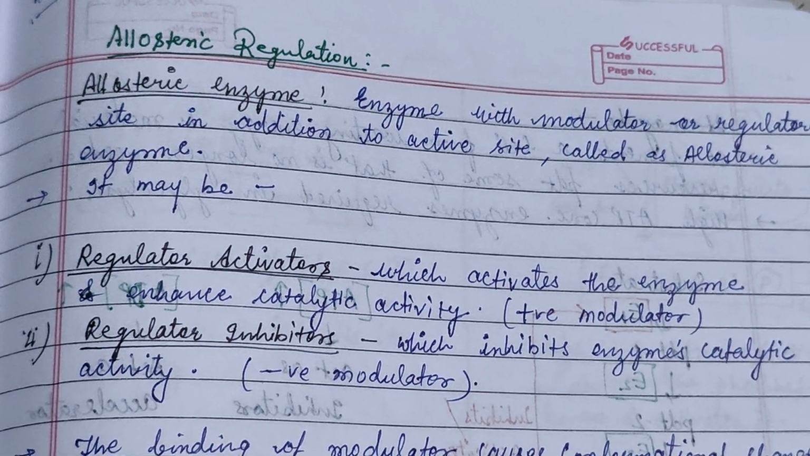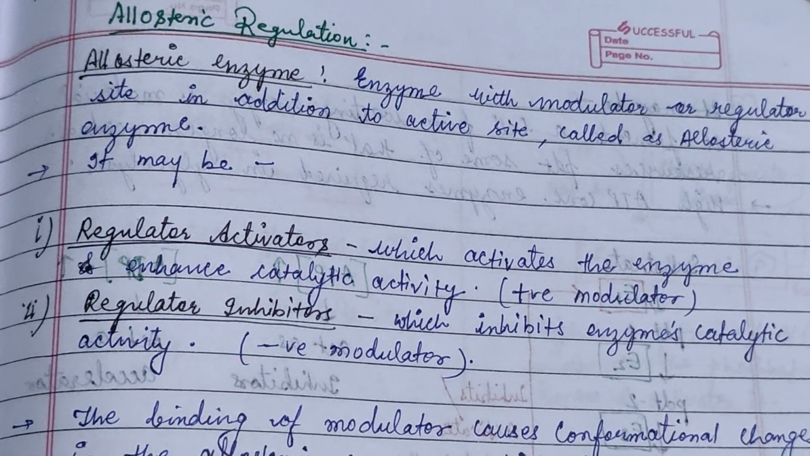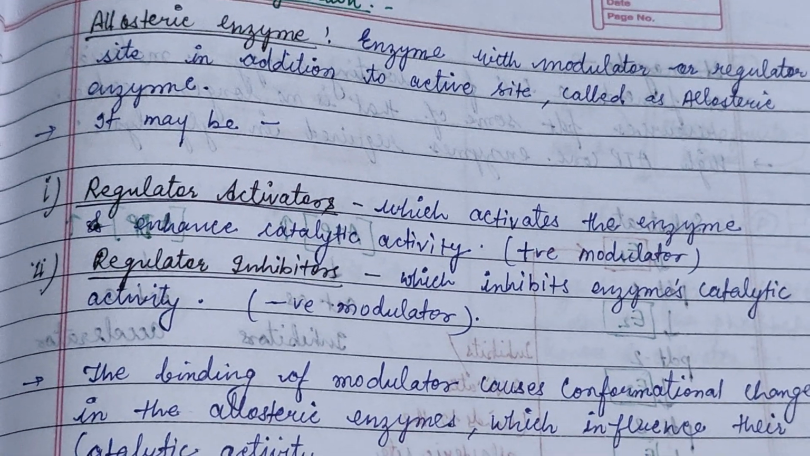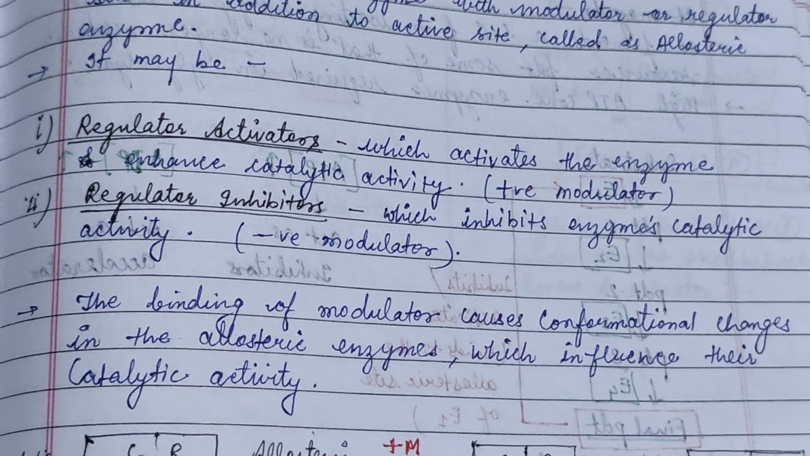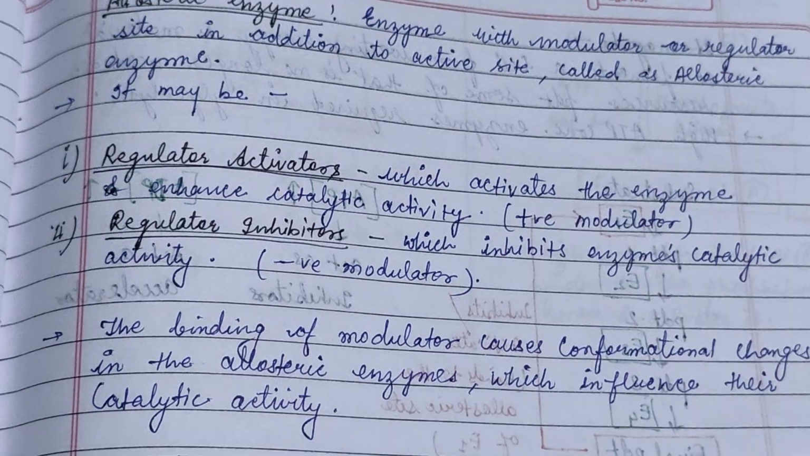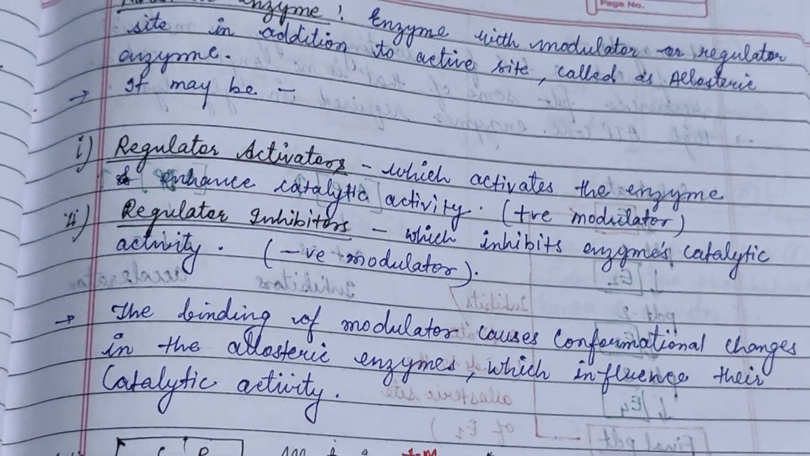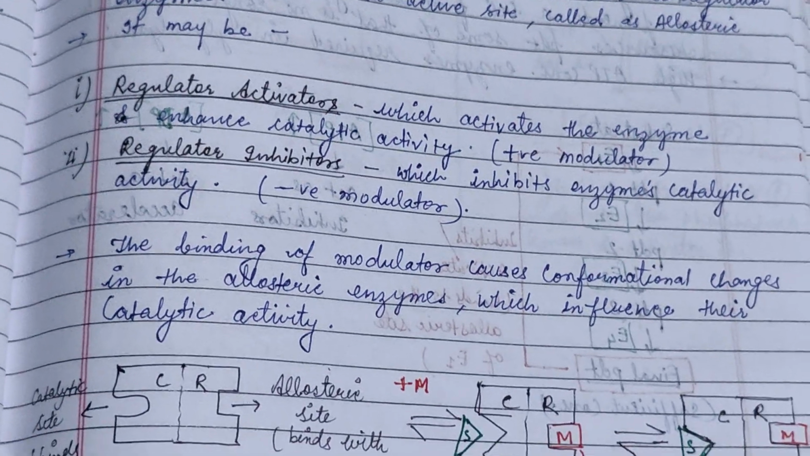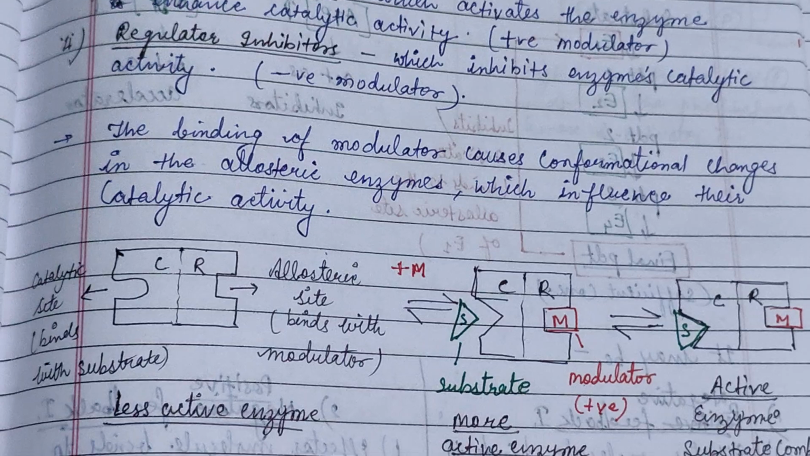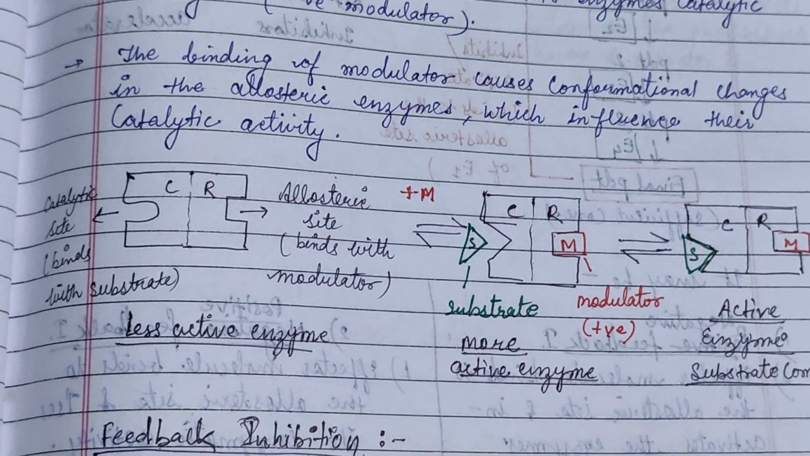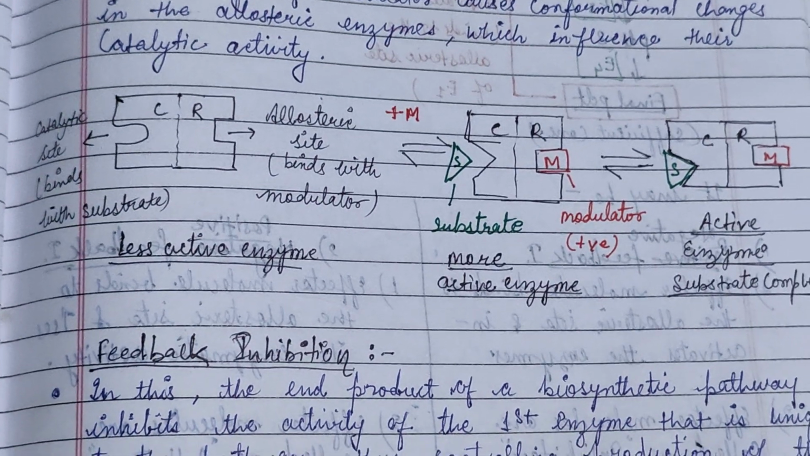Today I'm going to share some notes regarding the topic allosteric regulation, or the allosteric enzyme. An enzyme with a modulator or regulator site in addition to the active site is called an allosteric enzyme. We can say that the presence of a regulator site other than the active site in the enzyme is known as an allosteric enzyme. Regulator activators activate the enzyme, while regulator inhibitors inhibit the enzyme. Binding of the modulator causes conformational changes in the allosteric enzyme which influence its catalytic activity.